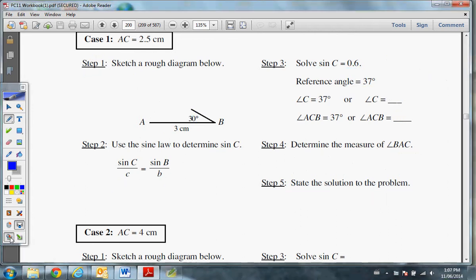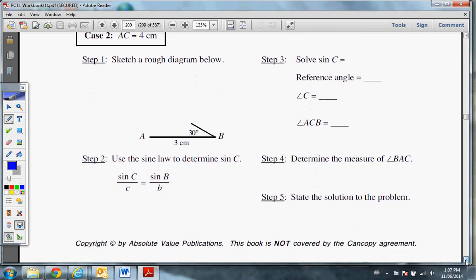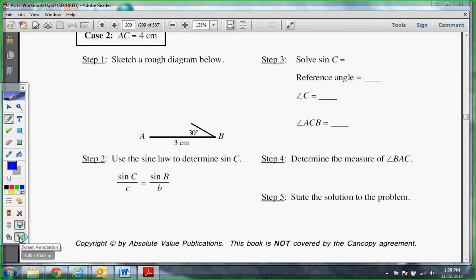All right, case 2. So step 1. Okay, sketch a rough diagram below. So AC is 4 this time. That leaves me with only one option, because I can't go 4 and go past. So I'm going to go 4 where I can for it to connect. So that's where C would be. So AC being 4.